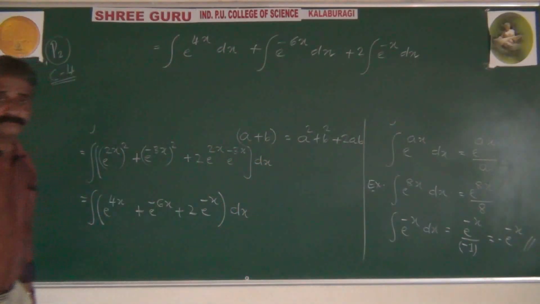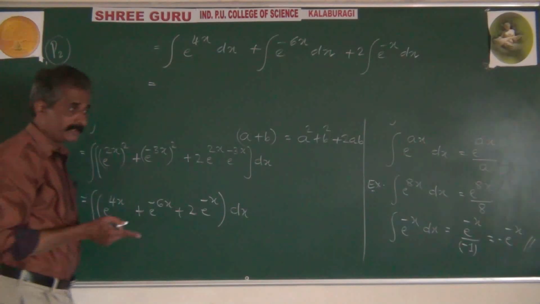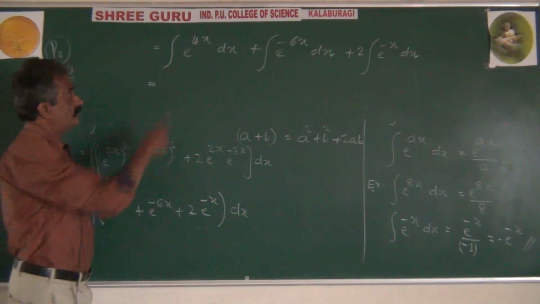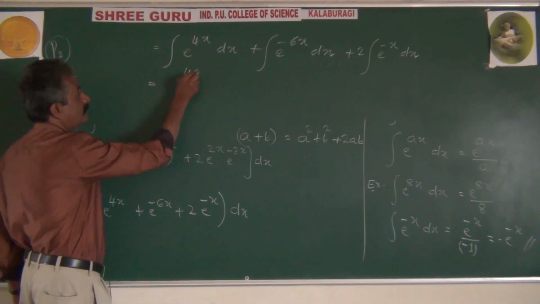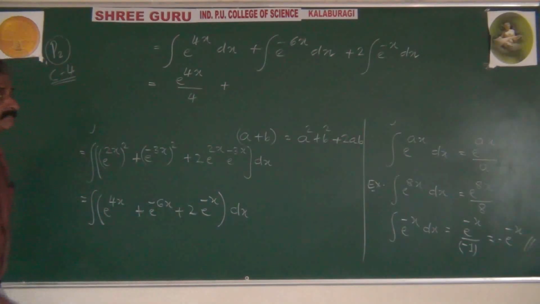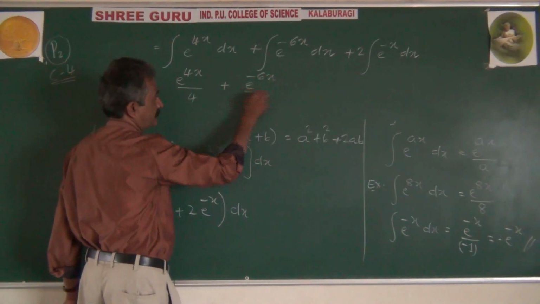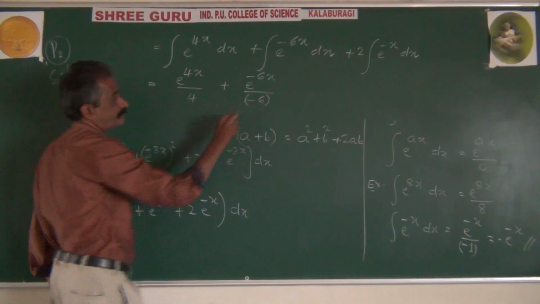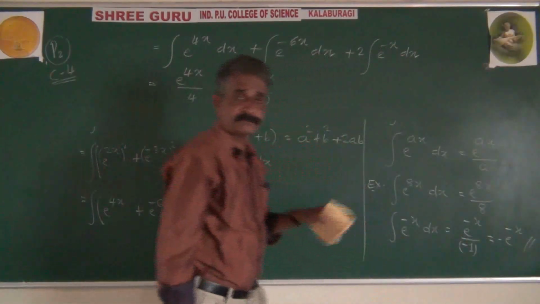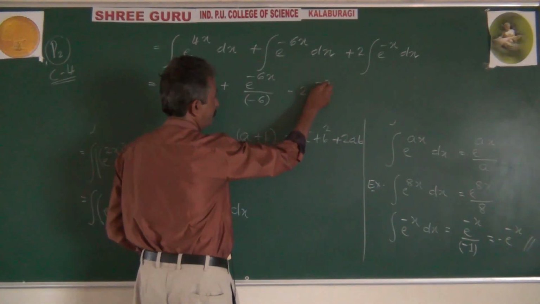So let's apply the concerned formula of integration. Integration of e^x is e^x, but integration of e^(ax) is e^(ax) divided by a. So here e^(4x) divided by 4, plus, actually it becomes minus, e^(-6x) divided by minus 6. And integration of e^(-x) is minus e^(-x), that is total minus 2e^(-x) plus constant.